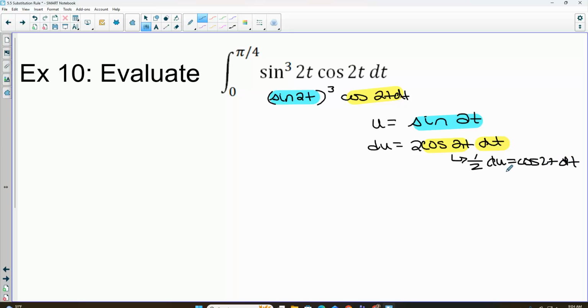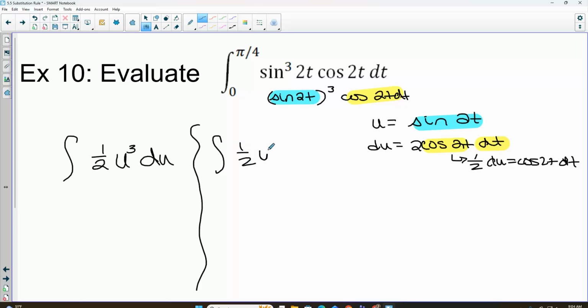How are we doing with this? And recognizing when we need to divide things over, is that okay? So when we plug in, the sine of 2t becomes a u, so we have a u to the third. The rest of it gets replaced with 1/2 du, so we have a 1/2 u to the third du. And keep it like that and plug back in at the end if you want to change your limits.